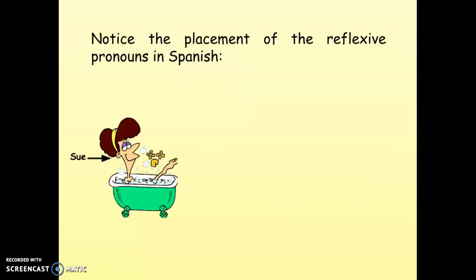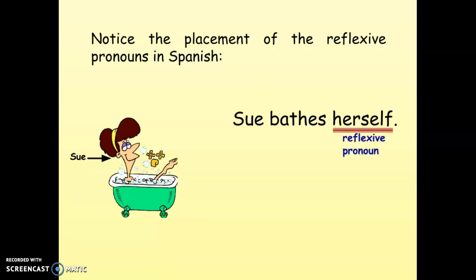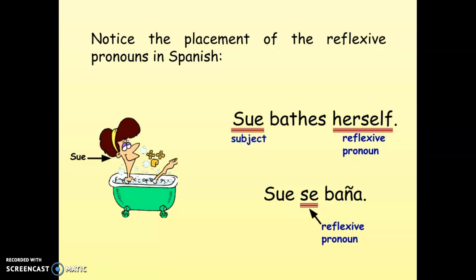Let's take a look at some sentence examples. Notice the placement of the reflexive pronouns in Spanish. This is Sue. Sue is bathing herself. Sue bathes herself is the sentence. How do we translate the sentence using the reflexive verb and pronoun? Let's use the reflexive pronoun first. Herself. The reflexive pronoun herself will be se because you're talking about a third person singular. Sue is the subject, and what is she doing? She's bathing herself. Sue se baña.